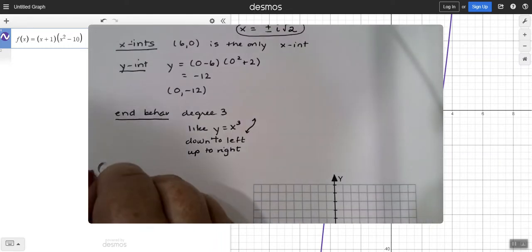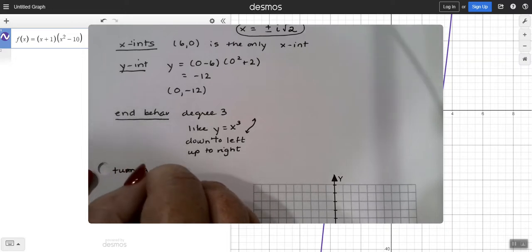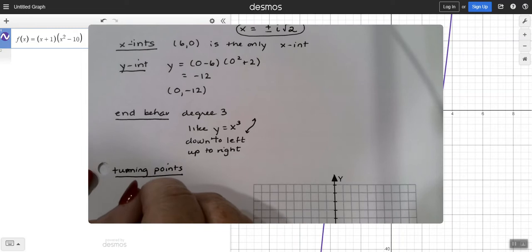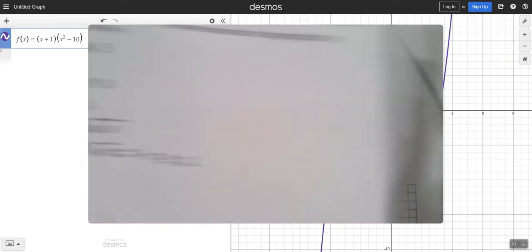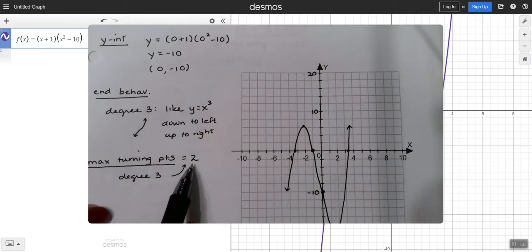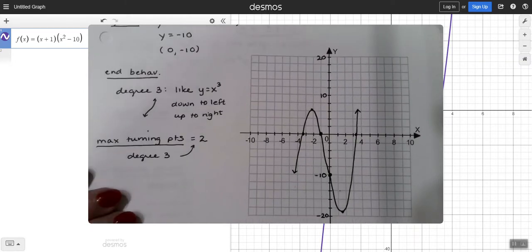Lastly, turning points. We had the degree of 3, subtract 1, and there are at most 2 turning points. By the way, I forgot on this last one to call your attention to that when we were done. Notice last time again, degree 3 minus 1 gave us the maximum of 2 turning points, and we did indeed have 2 turning points, right?